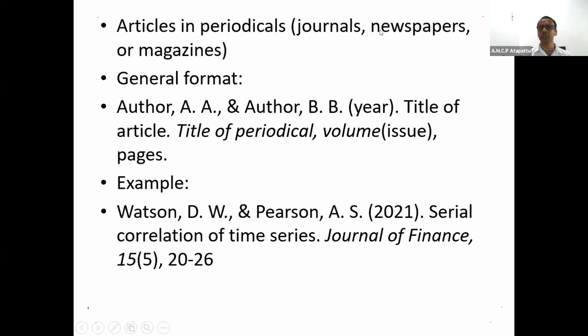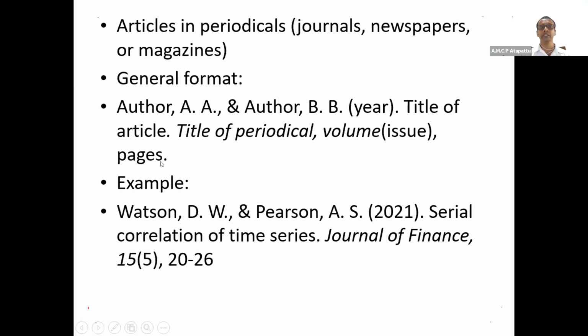It may be a journal, newspaper, or magazine. Then write the title of your article. Title means the research you have read, that article name you have to include. Then what is the journal name? That journal name or newspaper name or magazine name should be italic, including the volume. Then the issue number inside the bracket or parenthesis, which is not italic, normal. Then comma, and the page numbers you need to include.